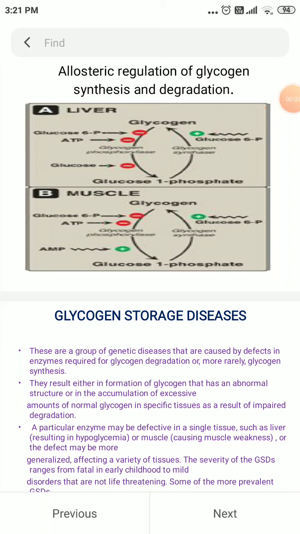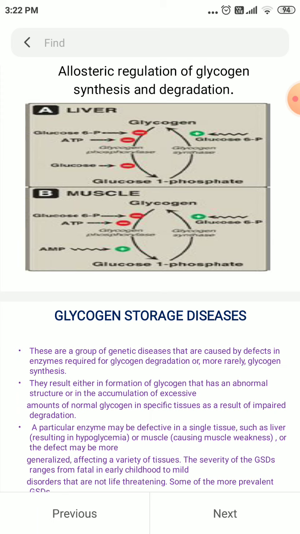Very good morning, students. In the last class, we focused on glycogenolysis and glycogenesis regulation. The last bit left for this aspect is allosteric regulation of glycogen synthesis and degradation. I told you in the last class about covalent modification regulation and the inhibitor with respect to that. Now, allosteric regulation is involved in both glycogen synthesis and degradation.